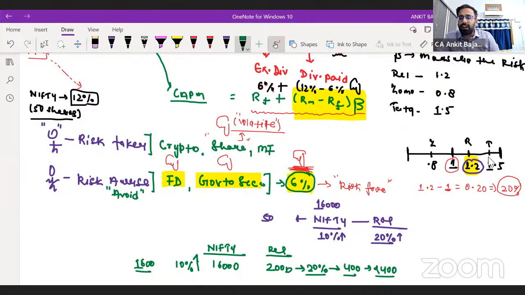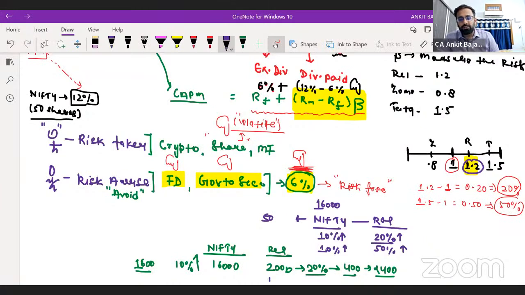Now, if Tata's beta is 1.5, I will take the figure here. I will reduce 1 from 1.5, so that is going to be 0.50. And if I convert this into percentage, it is going to be 50%, right? So if the market is going up by 10%, the share price of Tata will go up by 50%, right?